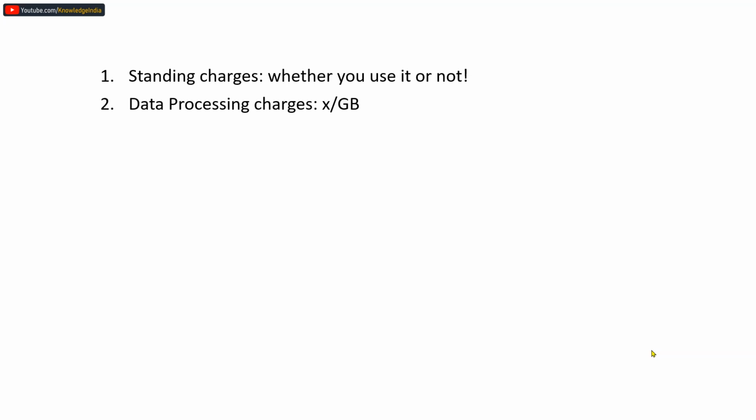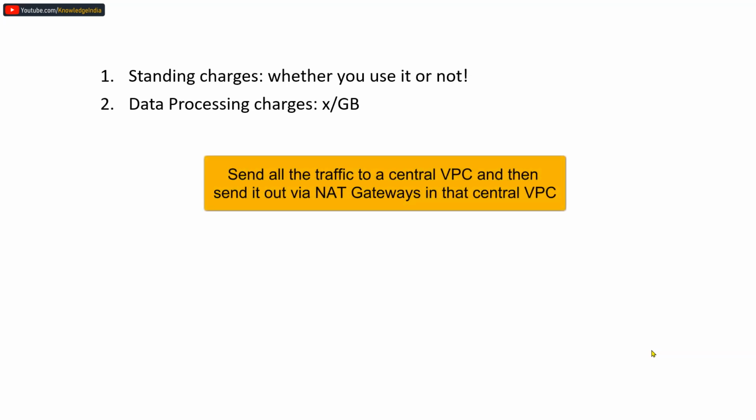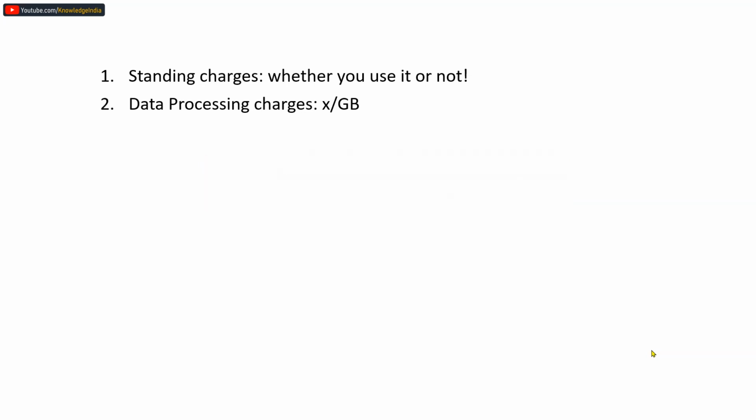So most of the time it makes sense to actually send all the traffic from your VPCs to a central VPC and then send it out from there via a single NAT gateway, or via multiple NAT gateways, but within a single VPC. That works better because you are able to bring all the traffic to a central VPC. You can do all sorts of filtering, inspection, etc. on that traffic, and then you can send the stuff out.